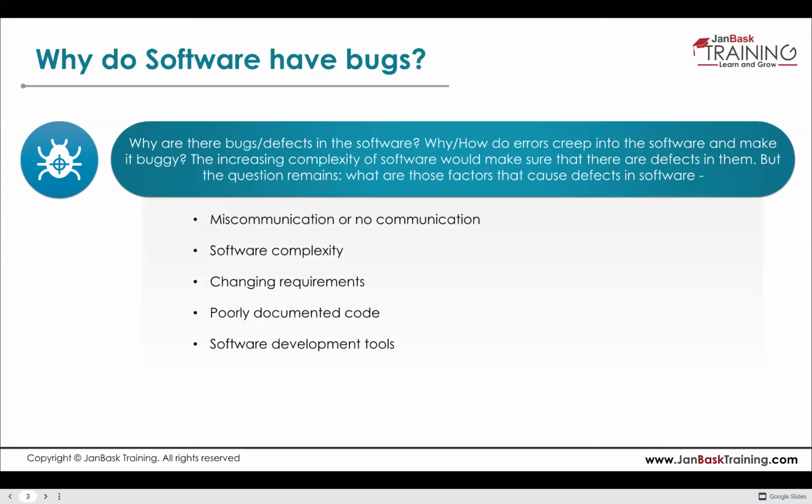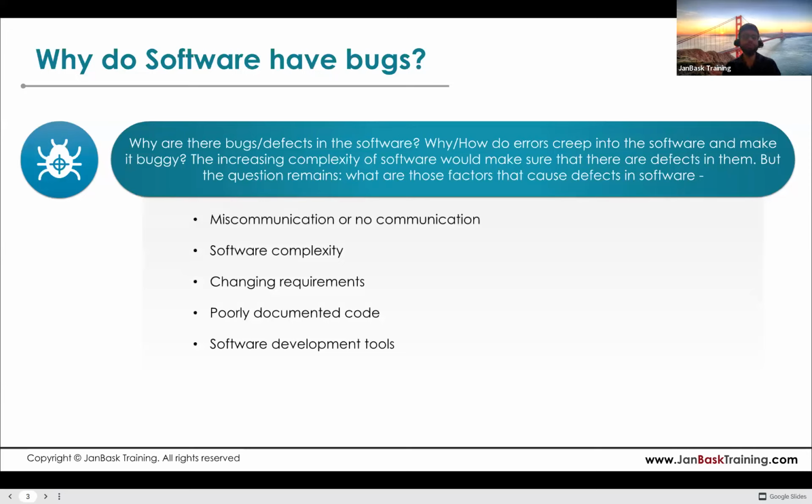But what we are trying to focus on right now is, why does software have bugs? Why did that bug come into the software? What is the source of it, right? Because we make mistakes, humans make mistakes, and mistakes need to be caught. Absolutely.